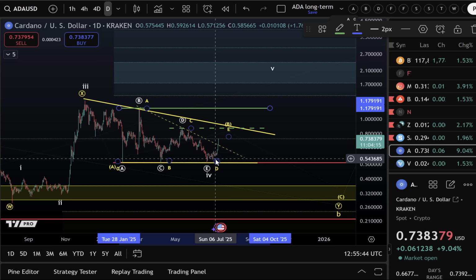One specific point I want to highlight here about triangles is that when a triangle is complete, then the momentum into the breakout direction is going to be super aggressive. And this is what we see right now.